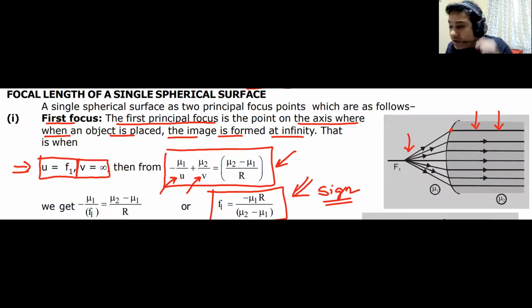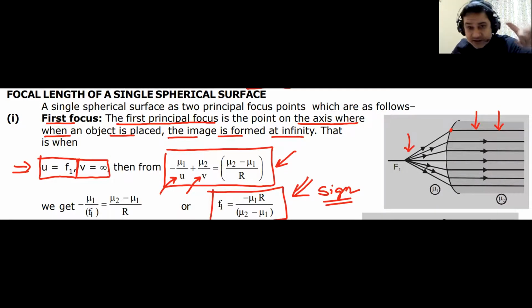Remember this formula, you can apply sign convention, you can put the value of mu1, you can put the value of mu2 and find out whether the first principal focus is positive or negative. The first principal focal length is positive or negative. Do we understand this? Can I have some raise hand that we understand this? Yes, sir. Yes, sir. No, sir.